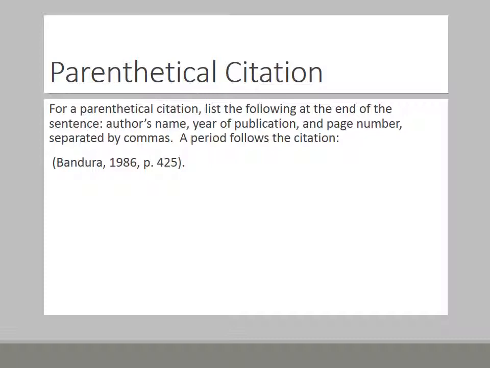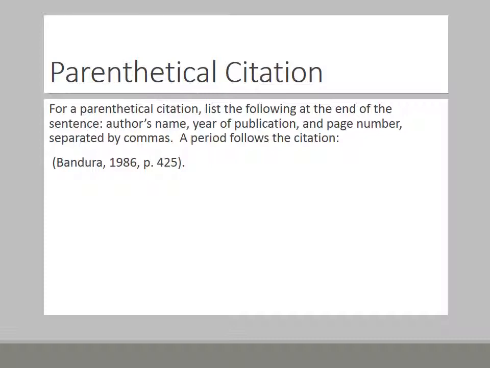For a parenthetical citation, you are to list the following at the end of the sentence: the author's last name, year of publication, and page number separated by commas. Now you only include the page number if it's a direct quote. If it's not a direct quote, then it's just going to be the author's last name and the year. And a period always follows the citation.